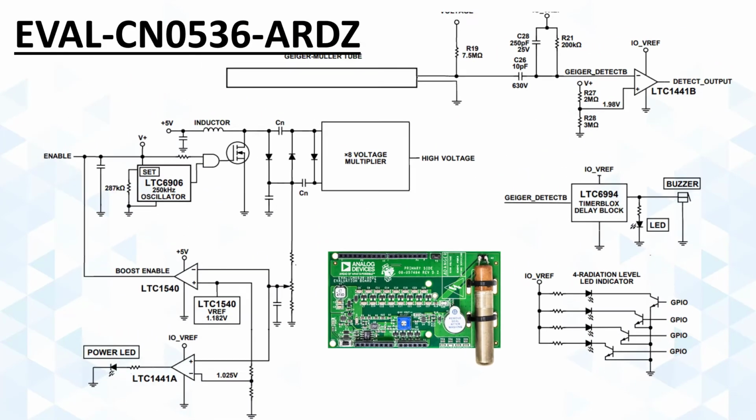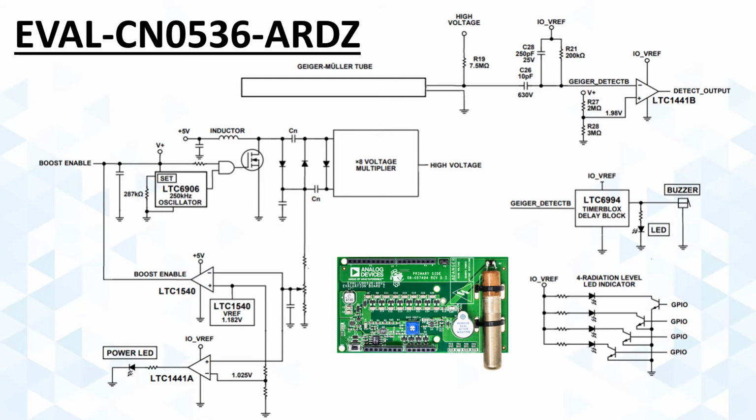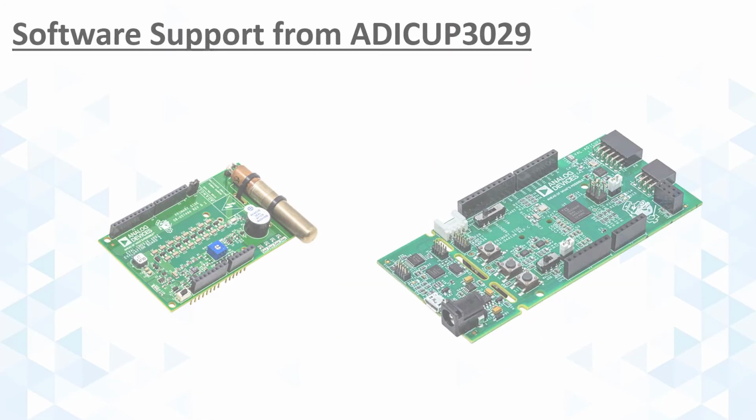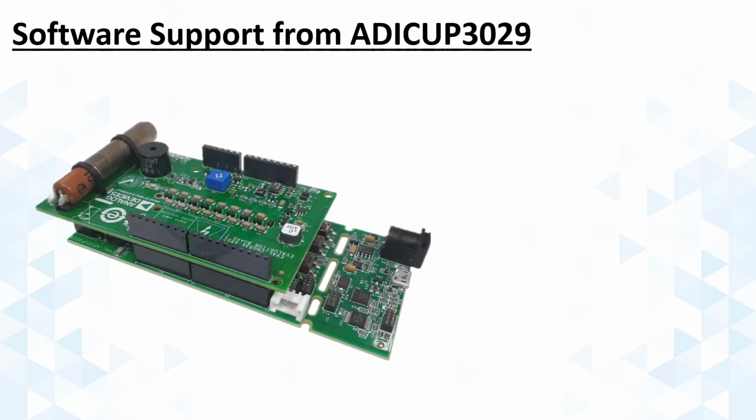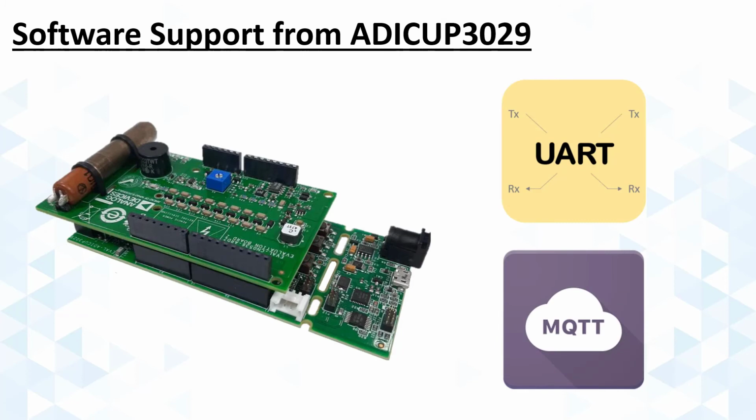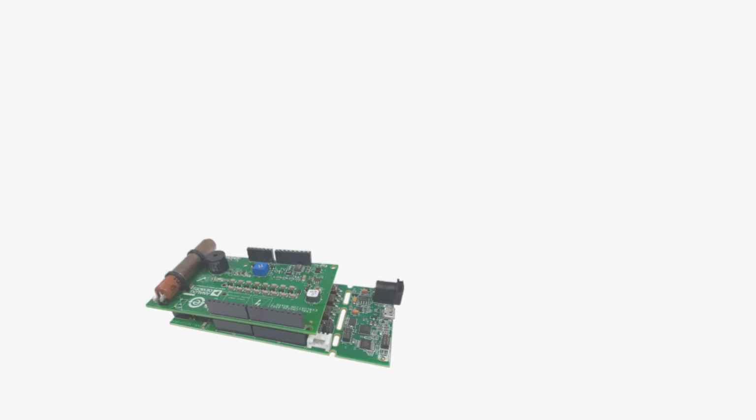Now that we have a basic understanding of how the board works, let's move on to software support. The CN0536 comes with software support right out of the box with the ADI CUP 3029. There are a few example projects currently available, one for local monitoring and another over Wi-Fi to an MQTT server for remote applications. We will demonstrate both examples in our next video, so make sure to stay tuned.